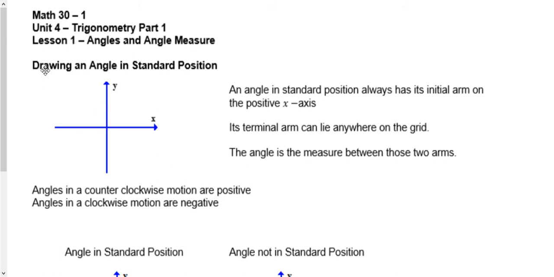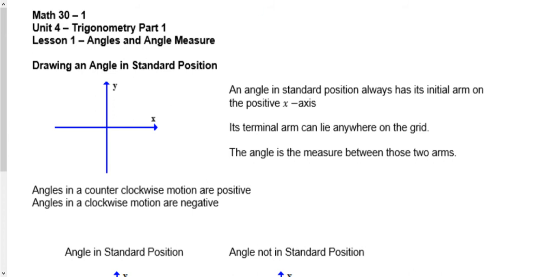So the very first thing says draw an angle in standard position. What is standard position? Standard position is always having an initial arm on the positive x-axis. So right here, this is going to be your initial arm, always at the positive x-axis, and a terminal arm that can lie anywhere on the grid.